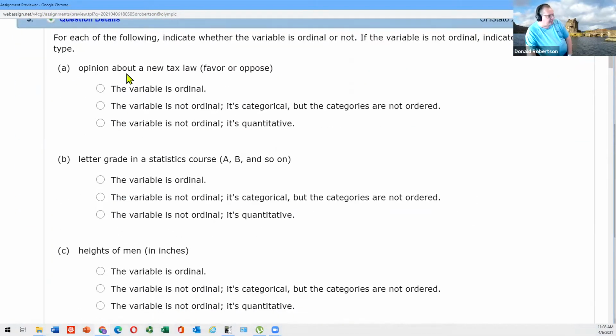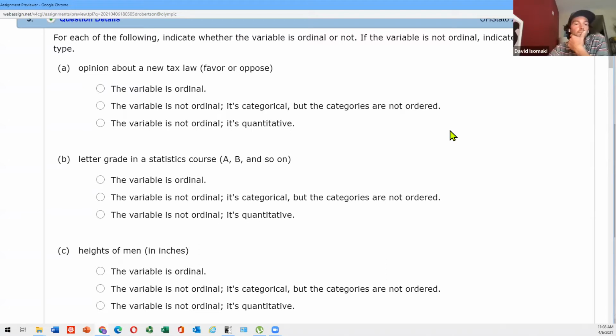Question 3. For each of these, indicate whether it's ordinal or not. And if it is not ordinal, indicate its variable type. Okay. Your opinion on a new tax law, and you're either for it or against it. Which one of those 3 choices describes the variable? The first, the second, or the third?